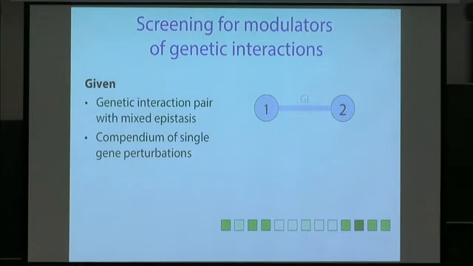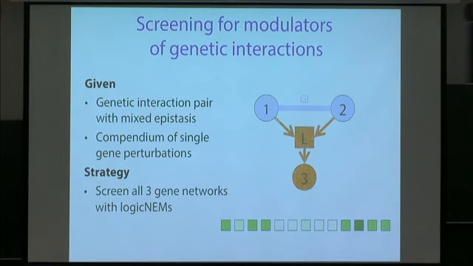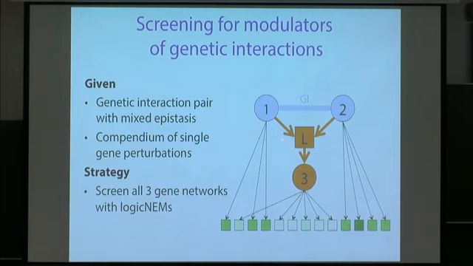So what do we do now with the genetic interactions? Well, if we have one genetic interaction and we have a transcriptional profile down here, we extend these 2 genes by a 3rd gene and the 5 logics that I have described, and we search through all potential 3rd genes and try to explain the profile down here for one genetic interaction.